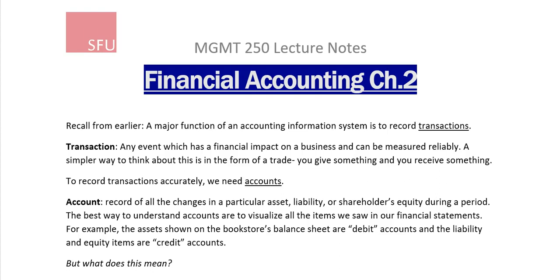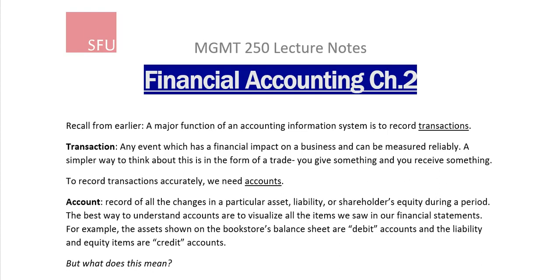So taking a step back to earlier in Chapter 1, we discussed that a major function of an accounting information system is to record transactions. A transaction is any event which has a financial impact on a business and can be measured reliably. A simpler way to think about this is in the form of a trade. You must give up something in order to receive something.